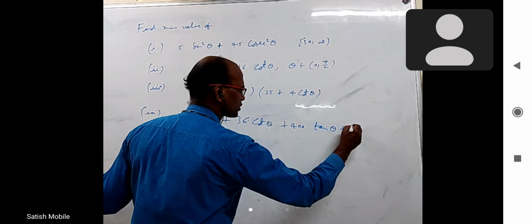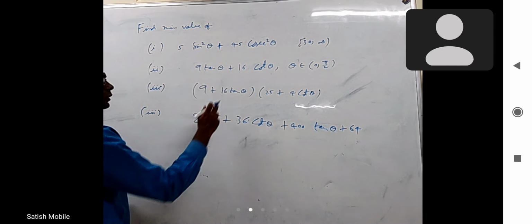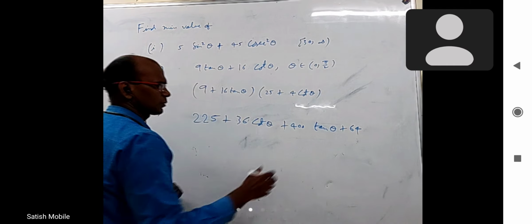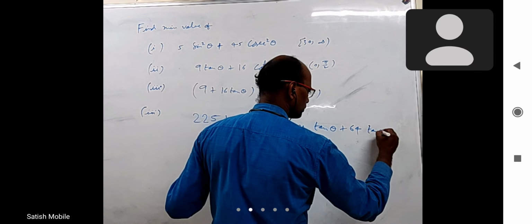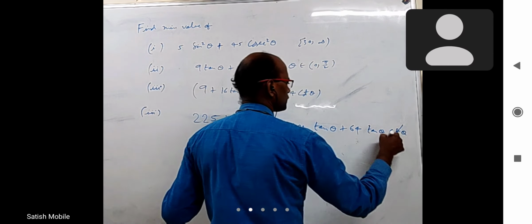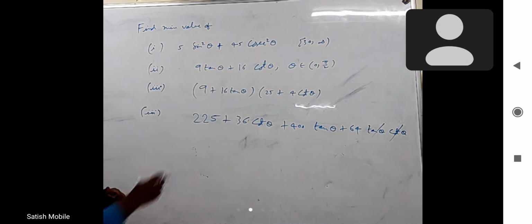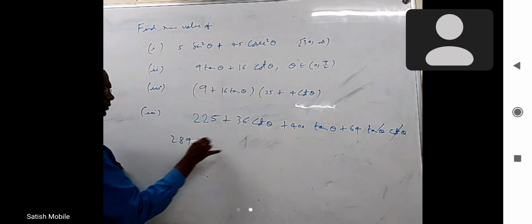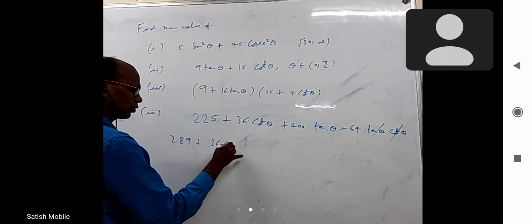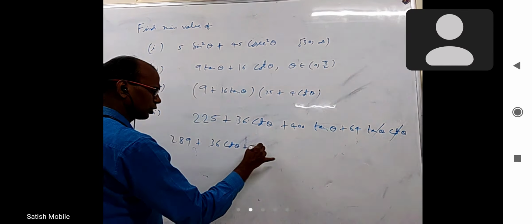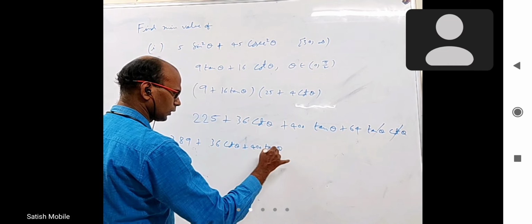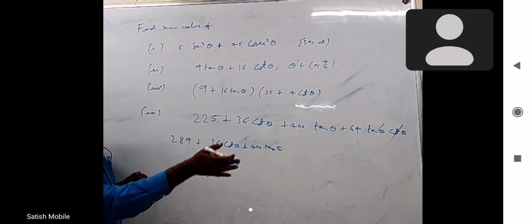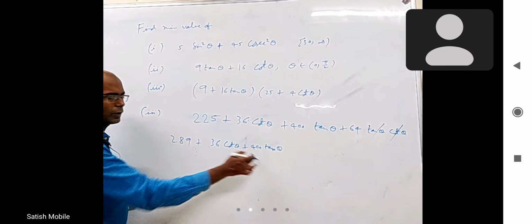plus 64. That is, this into this, tan into cot will cancel. Let me write 64 tan theta cot theta. Tan and cot will cancel. Now, this is a fixed number, this is a fixed number. So that is going to be 289 plus 36 cot theta plus 400 tan theta. Now, don't apply AM-GM inequality for all three things. Only for these two you apply.